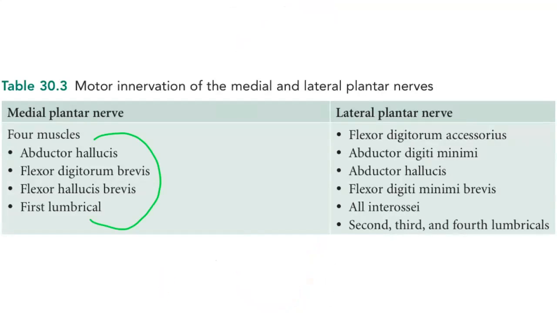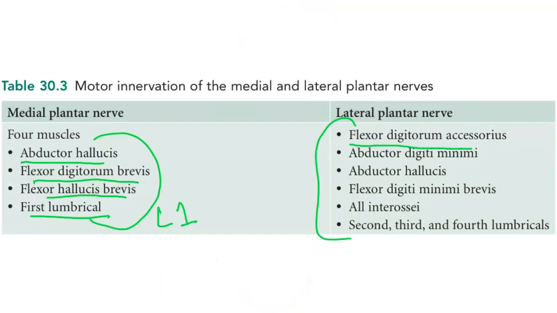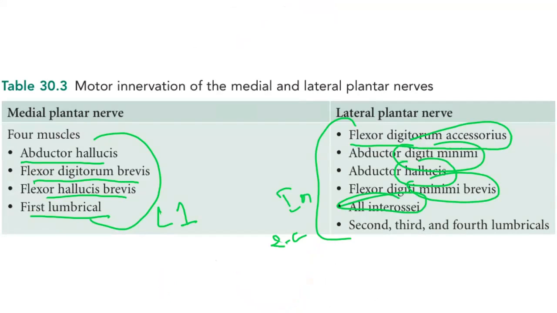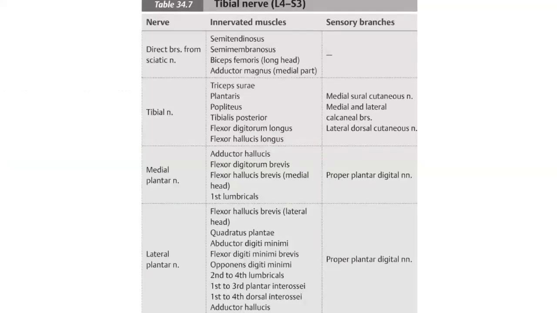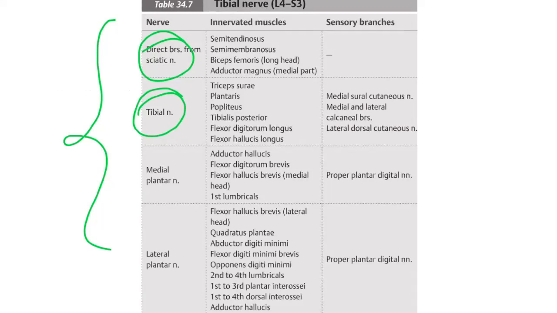So remember these muscles. Okay, abductor hallucis, flexor digitorum brevis, flexor hallucis brevis, and first lumbrical. And flexor digitorum accessorius, abductor digiti minimi, flexor digiti minimi brevis, all interossei, and second to fourth lumbricals. So these are the direct branches of the tibial nerve. Okay, plantaris, popliteus, tibialis posterior, flexor digitorum longus, flexor hallucis longus. Medial plantar: abductor hallucis, flexor digitorum brevis; lateral plantar, right?